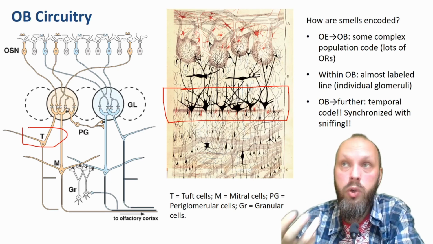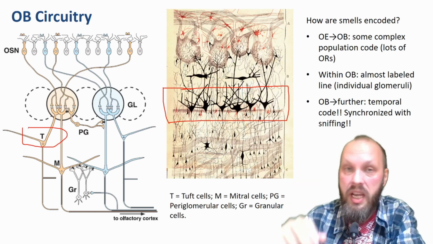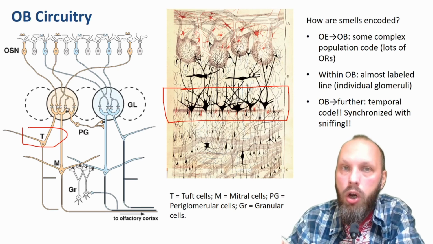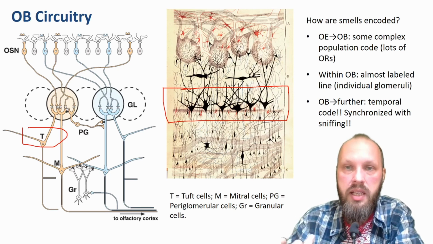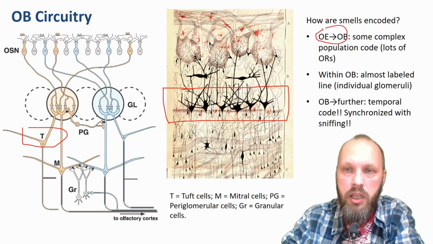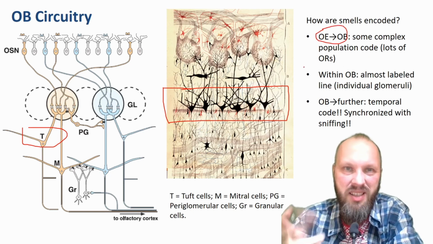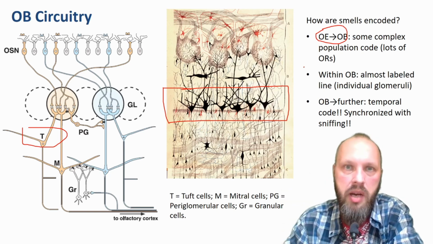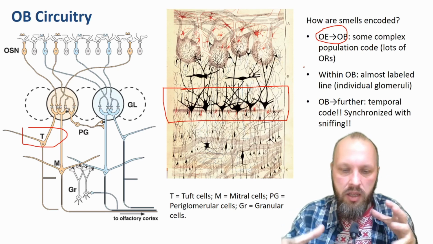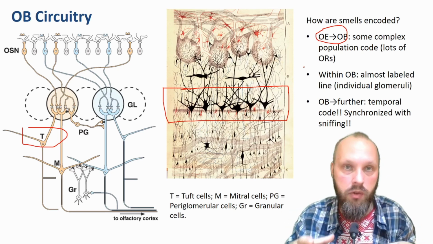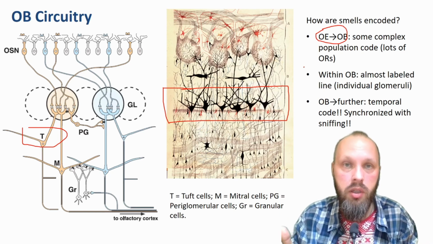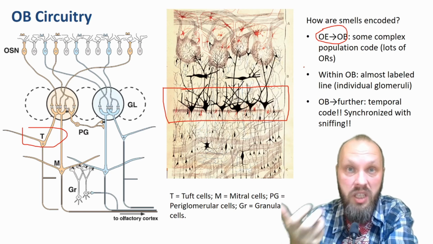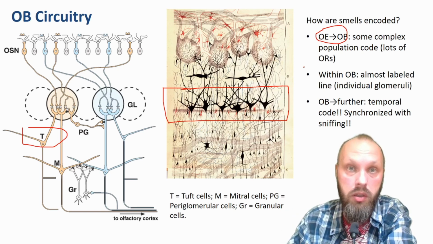Remember those codes like rate code and temporal code and population code and so on? How do you encode smell with spikes? At the level of the olfactory epithelium, we essentially just by design have a complex population code, because there are lots of olfactory receptors and some of them are active and some of them are not. So somewhere in this picture of which of those are spiking and which are not, the smell is encoded, but to classify this pattern of spiking into something meaningful, to detect what smell it is, is not a trivial task.